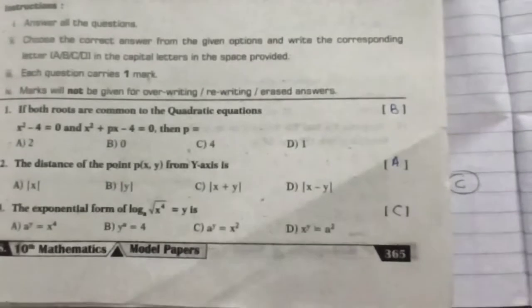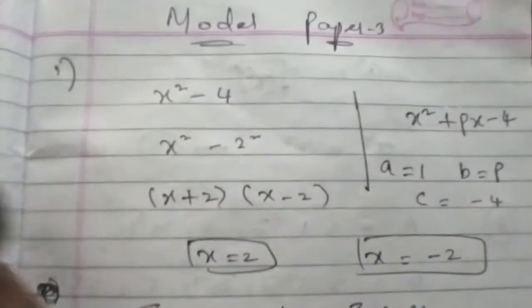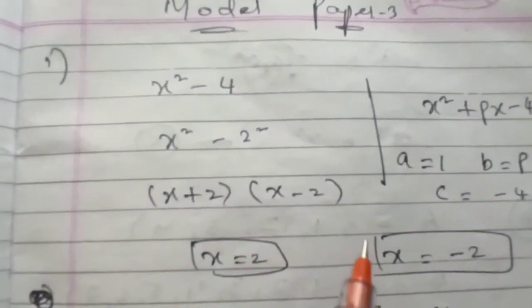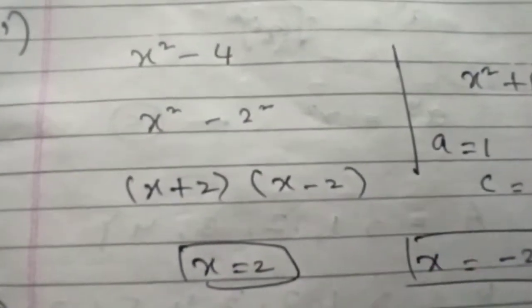This is Model Paper 3, Part B. If both roots are common to the quadratic equations x square minus 4 and x square plus px minus 4 equal to 0, then p equals what? Here, two equations are given. From the first equation, x square minus 4: we can write 4 as 2 square, and it is in the form of (a plus b) into (a minus b). x equals minus 2, x equals plus 2.